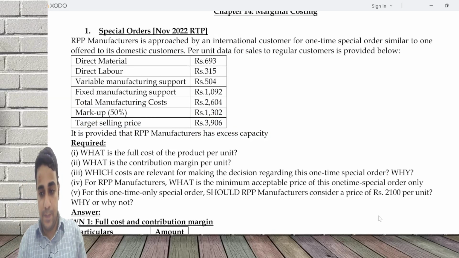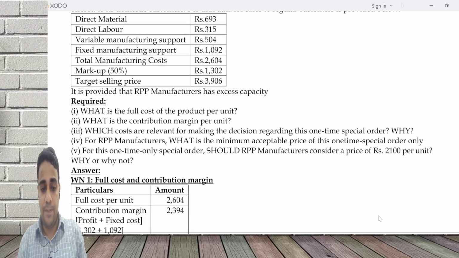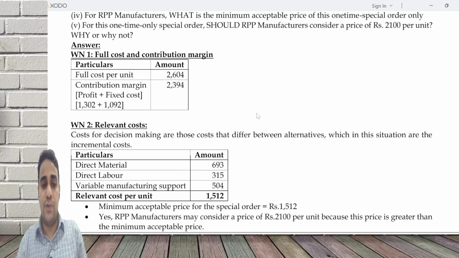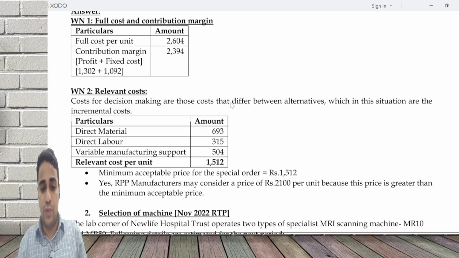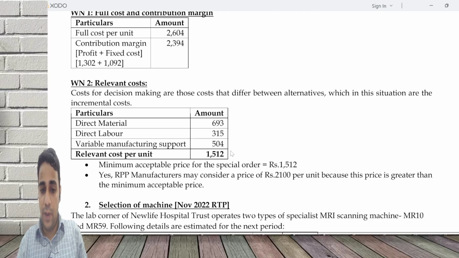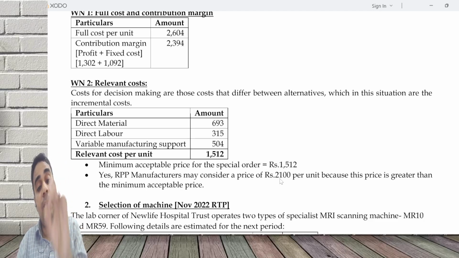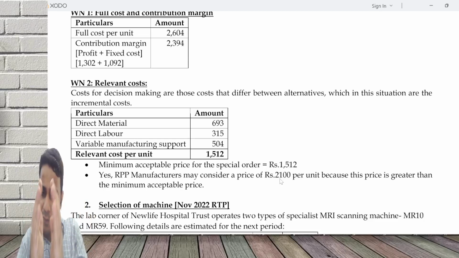Any doubts on this? Very simple calculation. So full cost is 2604, contribution 2394, relevant cost 1512, minimum price 1512. Should I accept 2100? Yes, because it is higher than the minimum acceptable selling price. Why is the minimum only 1512? Because I don't incur fixed cost.